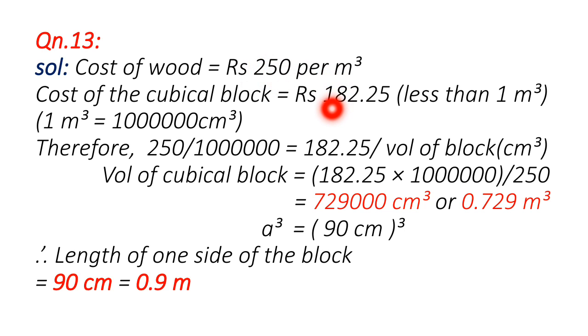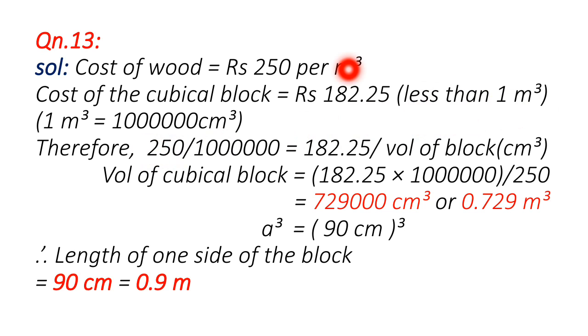So we have paid 182.25, so it must be less than 1 meter cube. That means whatever the cuboidal block that we have bought must be of less than 1 meter cube, must be of volume less than 1 meter cube.